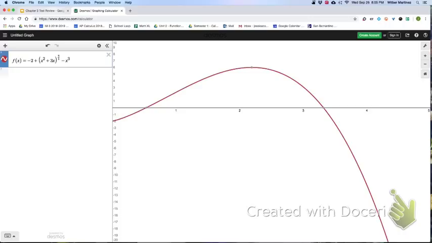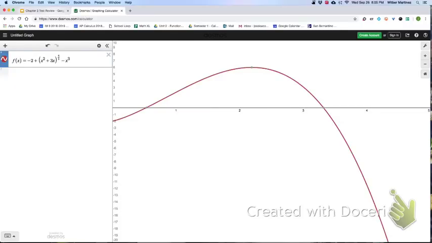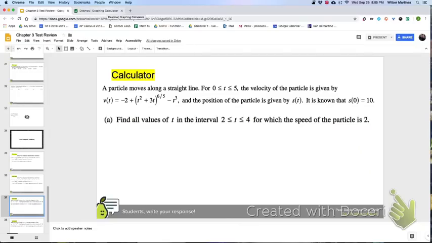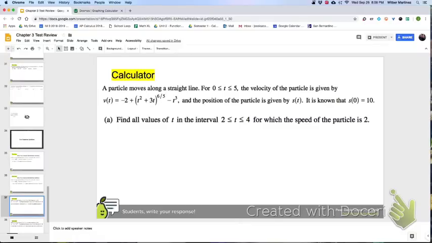Let me verify one more time that I have it typed in correctly. Negative 2 plus t squared plus 3t, to the power of 6/5, minus... Okay, perfect. I have it typed in correctly. So let's see what the question is asking us. It says find all values of t in the interval for which the speed of the particle is 2.